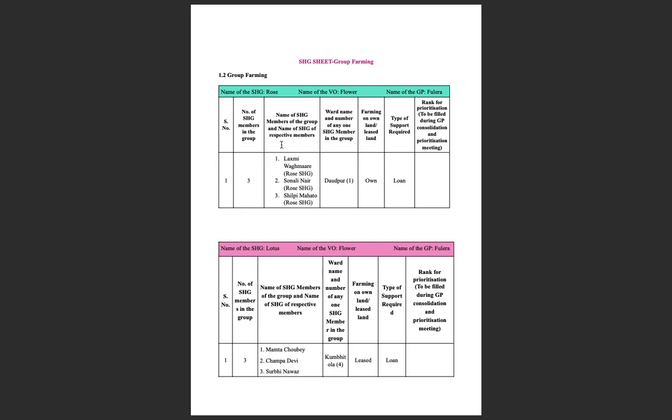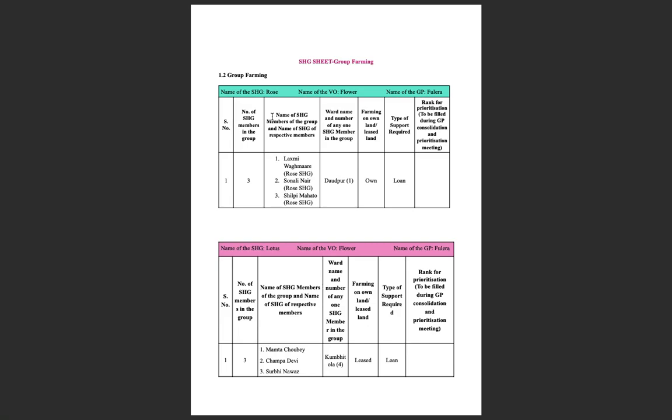So the name of SHG members of the group and the name of SHG of respective members have also to be written. So for example, Lakshmi Wagmare is from Rose SHG and she wants to take up group farming. Sonali Nair is also from Rose SHG. She also wants to take up group farming. Shilpi Mahato is also from Rose SHG and she also wants to take up group farming.